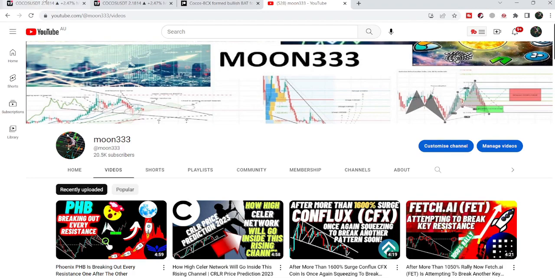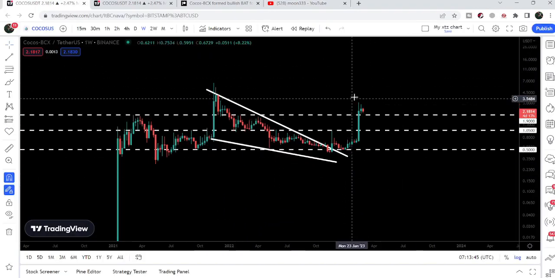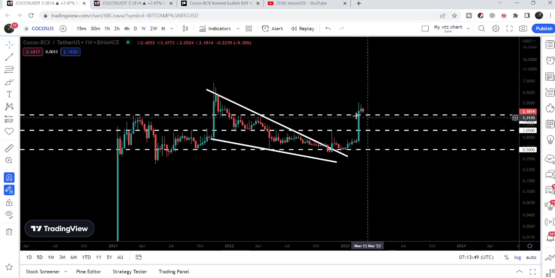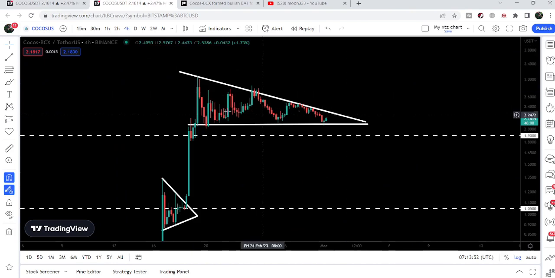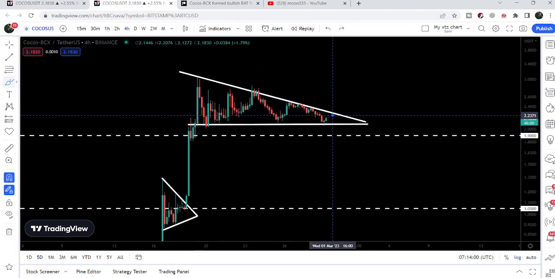In today's video, we will once again take a look at this huge breakout from this big falling wedge pattern, and Cocos has recently broken out this key resistance of $1.90 as well. And on the 4-hour time frame chart, the movement of Cocos is quite squeezed now inside this descending triangle. And in today's video, we will also take a look at this move as well.